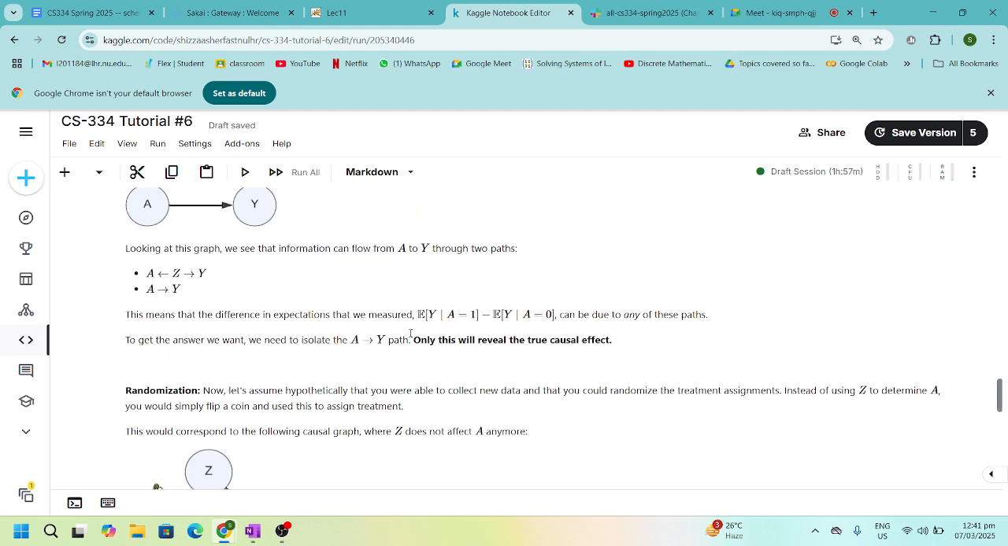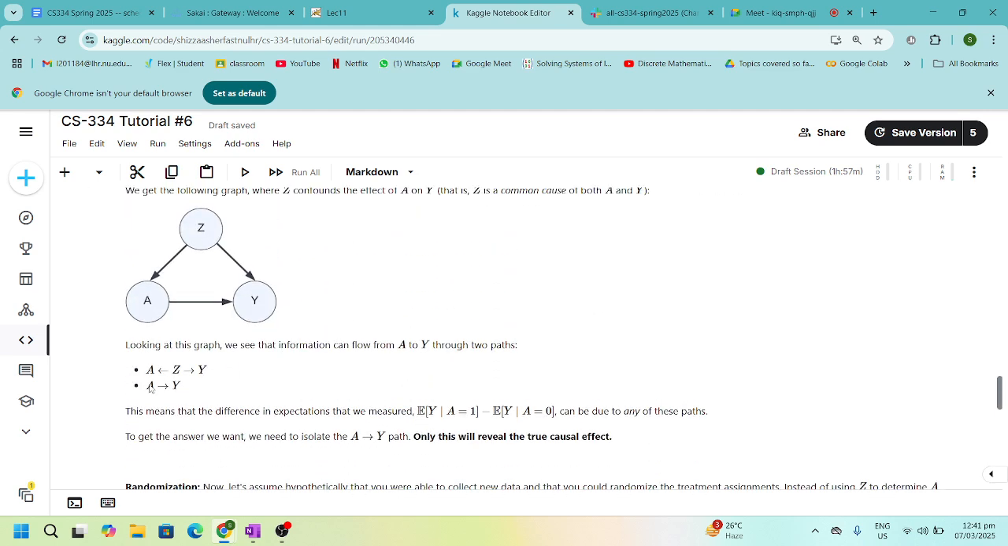Let me see. Okay, here are your listed paths. So this is the direct path that goes from A to Y, and then there is this other path. By the way, we can ignore directions right now. It is still a valid path that connects A and Y. All right. And essentially, in the first path, Z is a confounder.